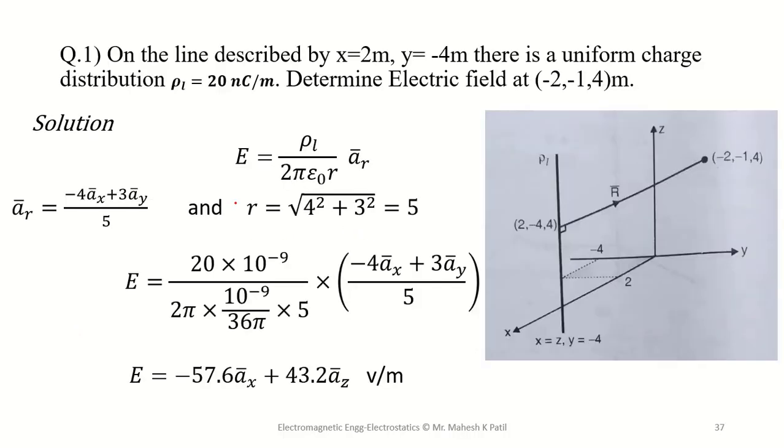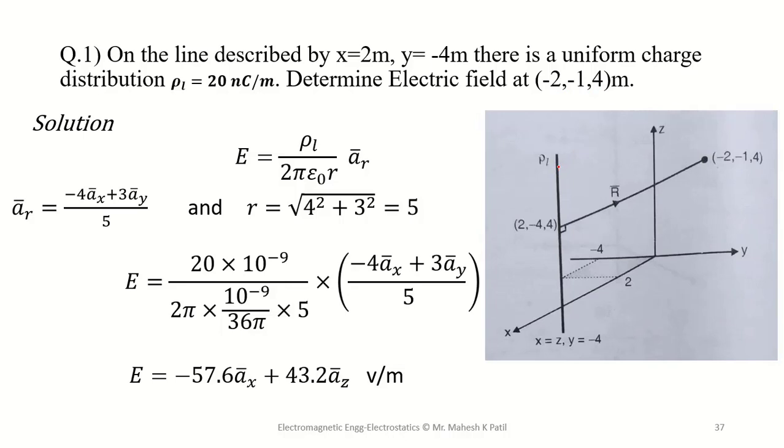So we'll consider the first problem. One line charge is mentioned here. That line charge is described as x equal to 2 meter, y equal to minus 4 meter. There is a uniform line charge distribution having line charge density rho L equal to 20 nanocoulomb per meter. It is asked to find the electric field intensity at the point minus 2, minus 1, 4.